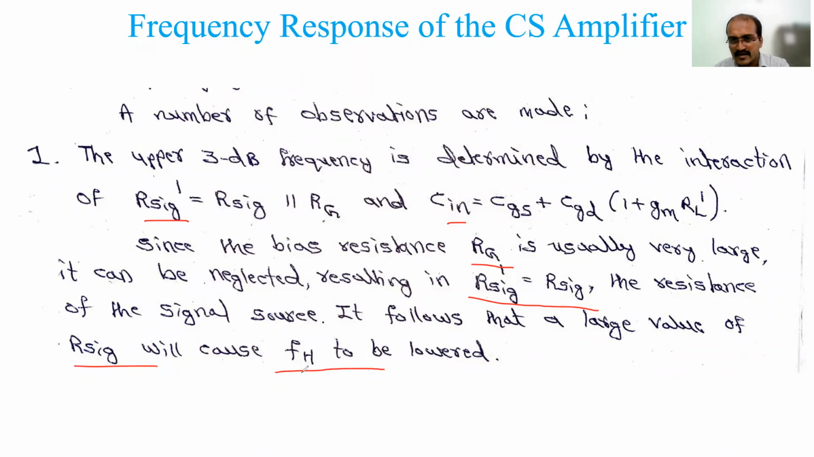For example, if FH is coming at 500 kilohertz now, it may reduce to 450, 430 like that. Okay, by varying the value of R signal, you can lower the value of FH. That is the observation. Okay.